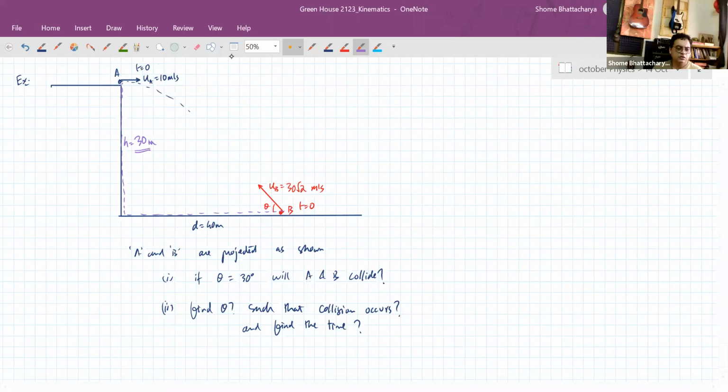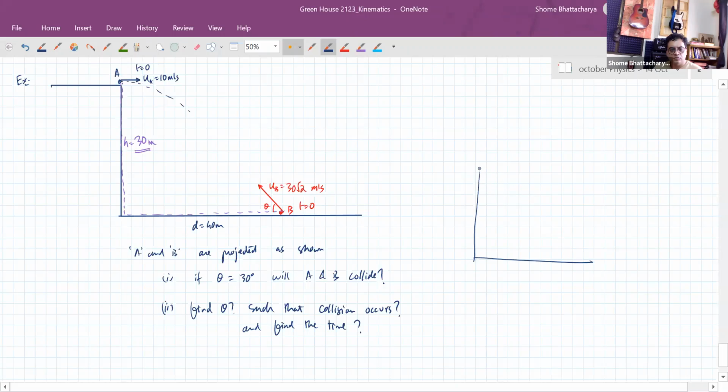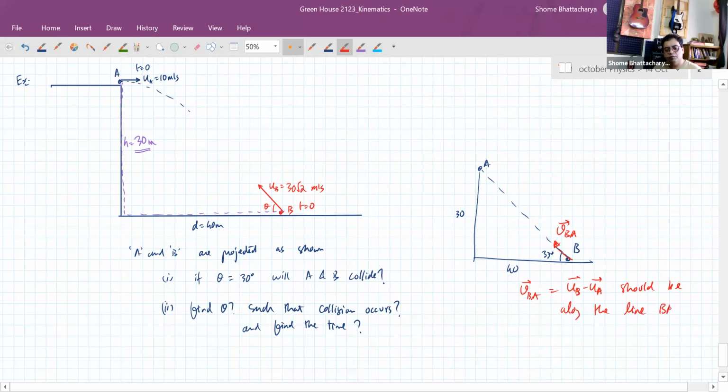Okay, so anybody worked out the answer to this question? So again, you can see that the line joining A and B, this line, is inclined at an angle of 37 degrees. So the condition for them to collide is that the relative velocity of B with respect to A should be along this line. So velocity of B with respect to A, which is basically the initial velocity of B minus the initial velocity of A, should be along the line DA, this line.